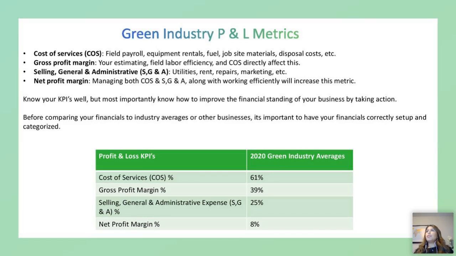So for cost of services, for maintenance, we can see it being more at 65% versus irrigation more at 56%, design and build 62%, snow removal 66%. For gross profit, we see 39%, like I said, that's the average, but getting a little more granular, for maintenance we more see it at 34%, irrigation at 43%, design and build at 38%.